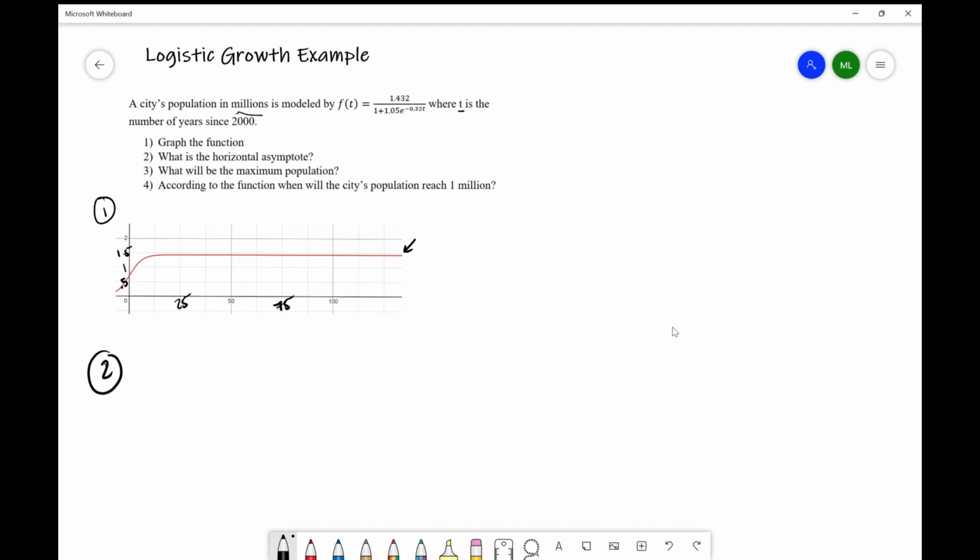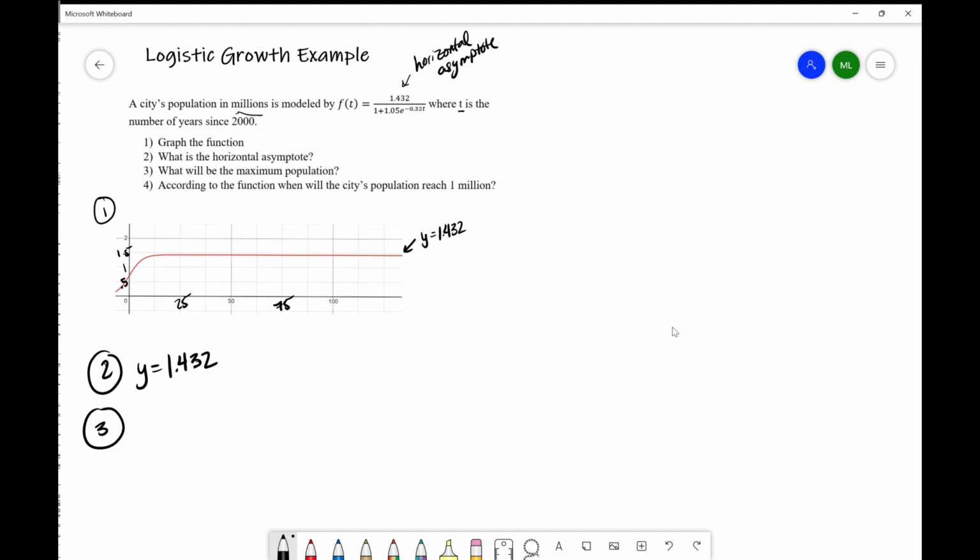Now let's look at part 2 of our question. What is the horizontal asymptote? Well, the horizontal asymptote, as you can see, is very close to 1.5. And from our graph and from the way that logistic growth problems work, it's actually the number on top that is going to be your horizontal asymptote. If I were to zoom in, you'd see that this is actually y equals 1.432. So our asymptote is y equals 1.432.